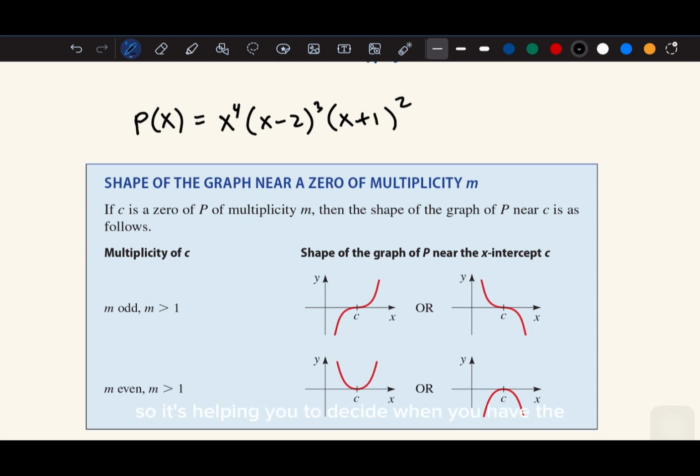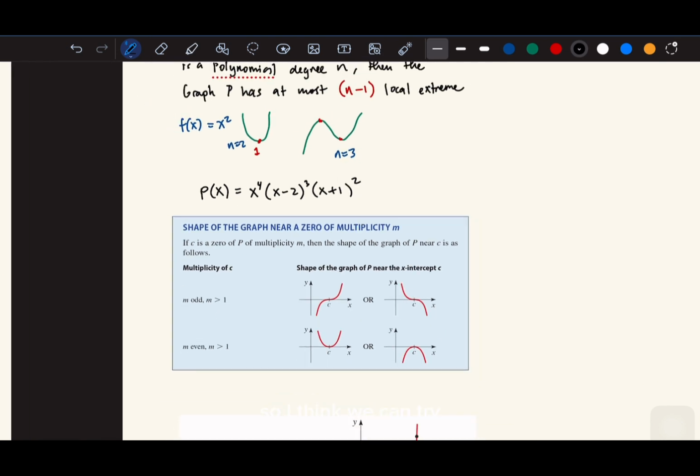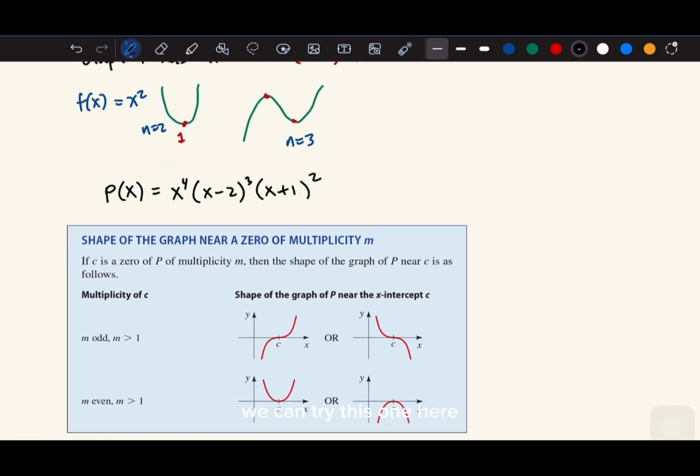So it's helping you to decide, when you have the intercept, what can we do about that? How does the shape behave? How does the shape look like? So I think we can try this one here. It means that we already have x equals 0, x equal 2, and x equal -1. This is all the roots or the zeros, right? The solutions.